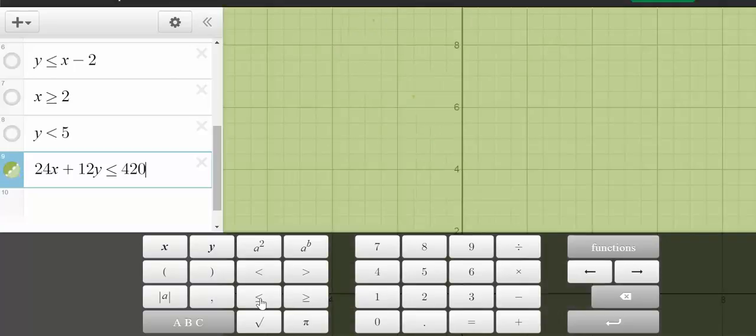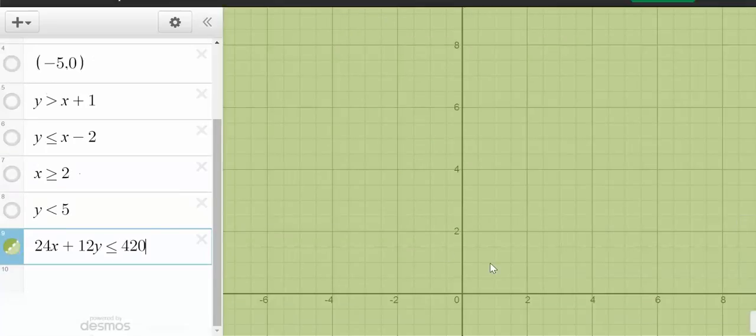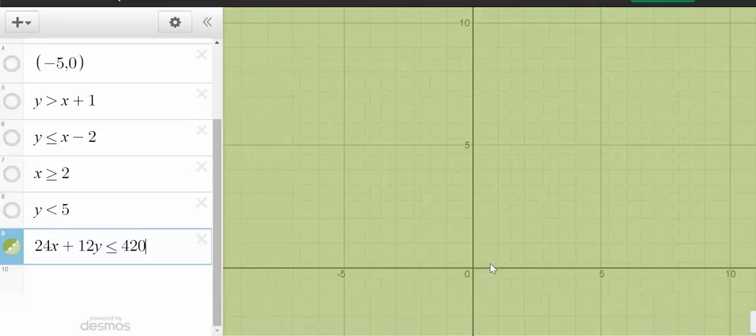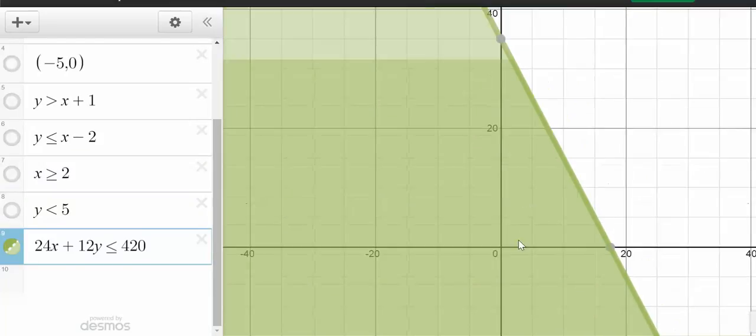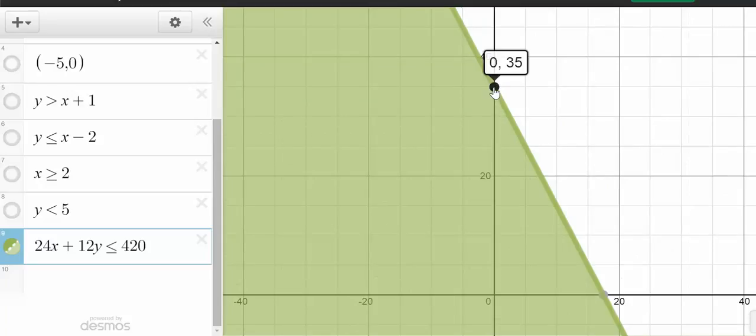All right, it's kind of hard to tell if I did this right, so I think I need to zoom out a little bit. So I'm going to zoom out, and I see that this point right here, if I click on it, is 0.35, and if I click on this point, 17.5, 0. So I would say that their graph and our graph is pretty darn close to being the same thing.